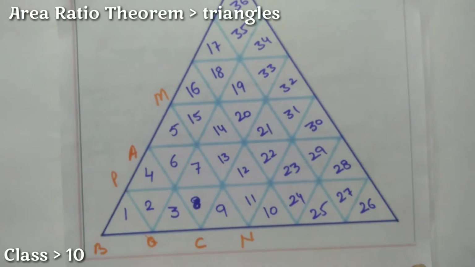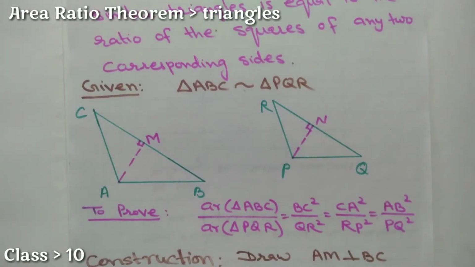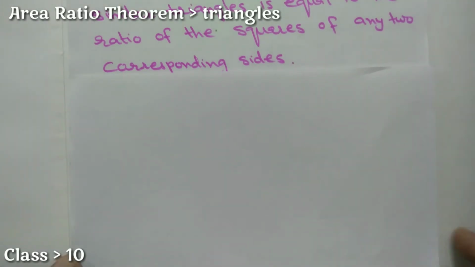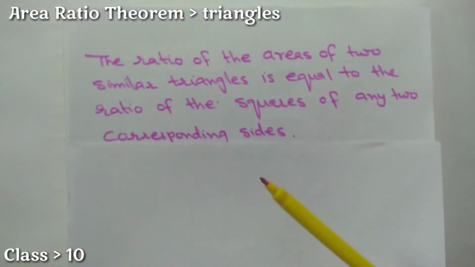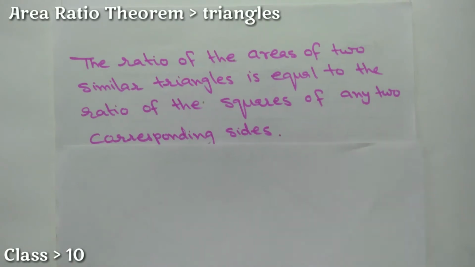Now I am proving a specific theorem for you. Let us do it. The statement of the theorem is: the ratio of the areas of two similar triangles is equal to the ratio of the squares of any two corresponding sides. Now let us prove it.